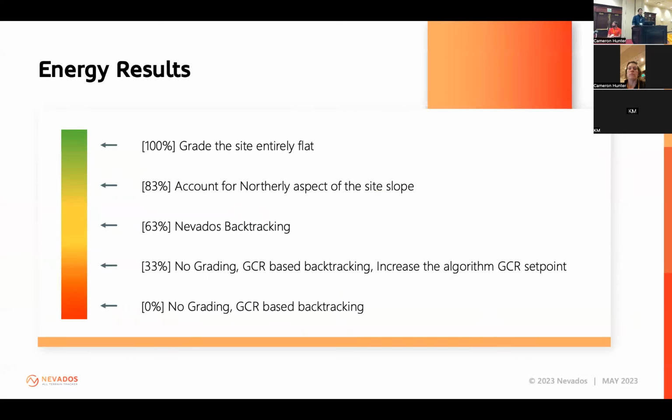I like to think of this terrain problem as a problem of finding bookends. The best you could possibly do is if you graded your site entirely flat. That's using your standard GCR, with no row-to-row shading. And then the worst you can do is just use your standard GCR-based backtracking. And for this site in particular, the Nevados backtracking was able to recover 63% of the gap between your worst case scenario and your best case scenario.